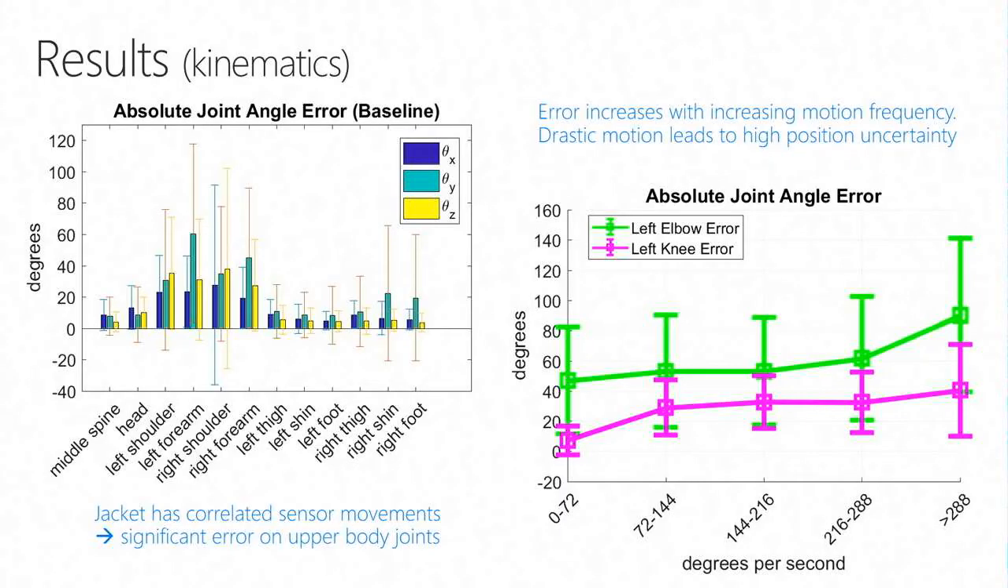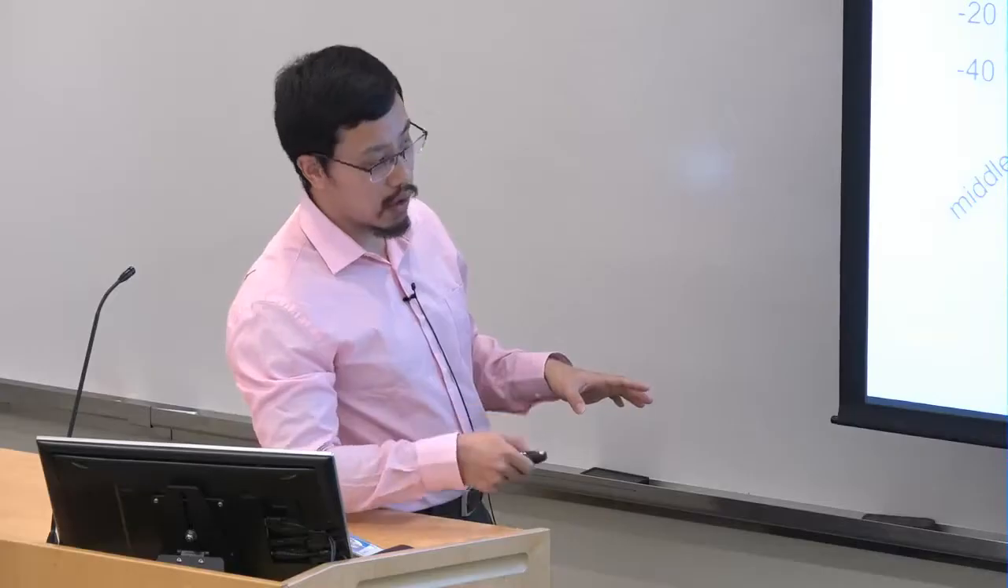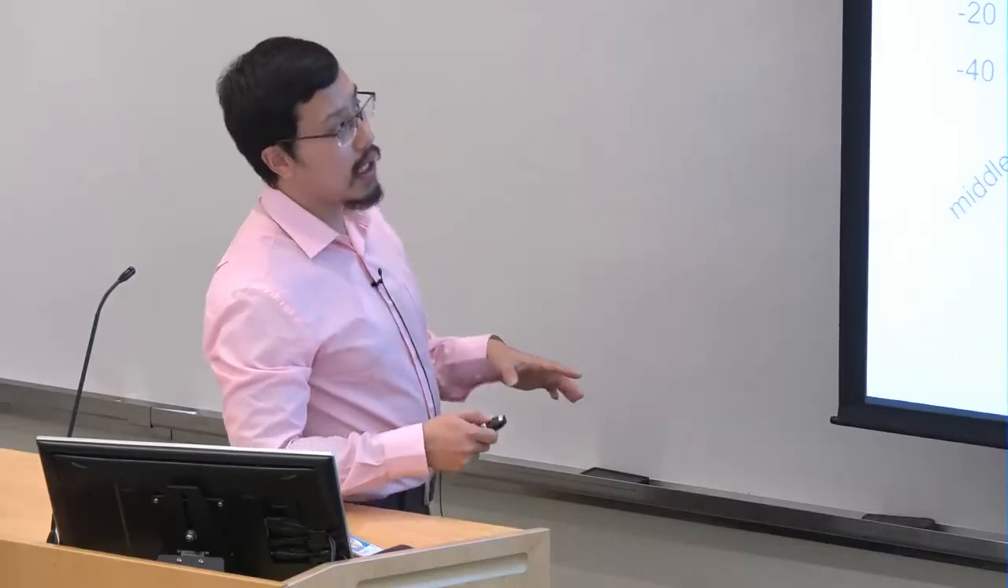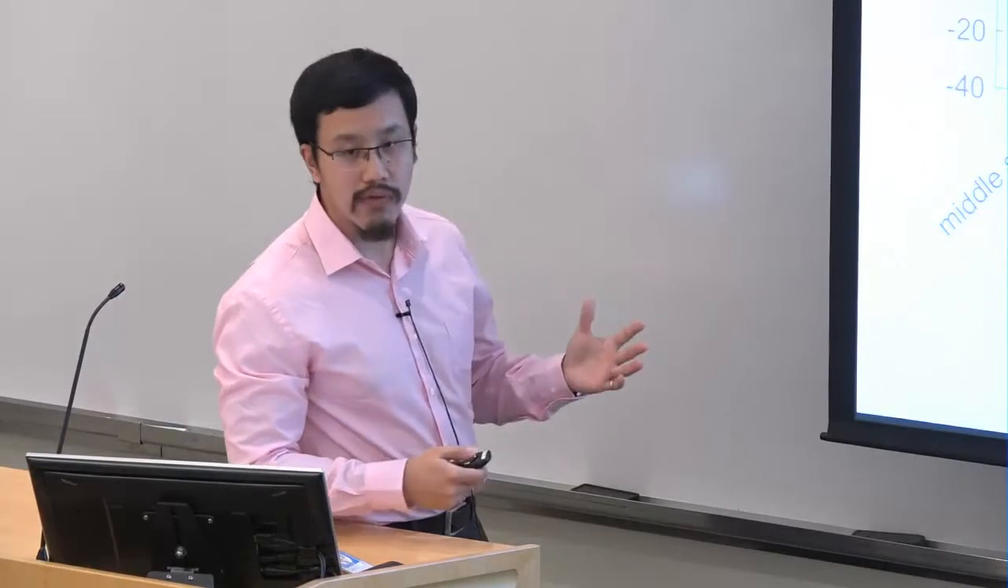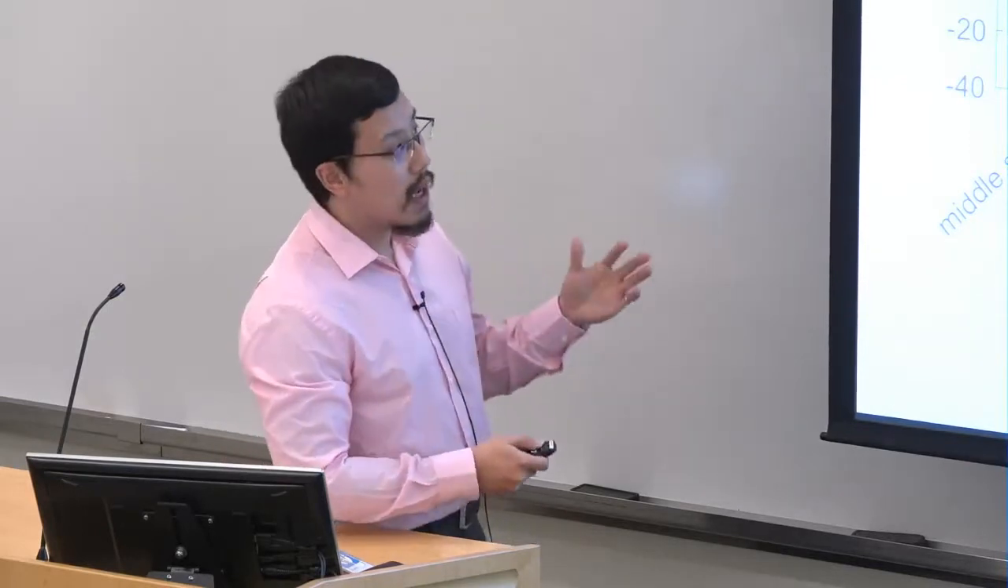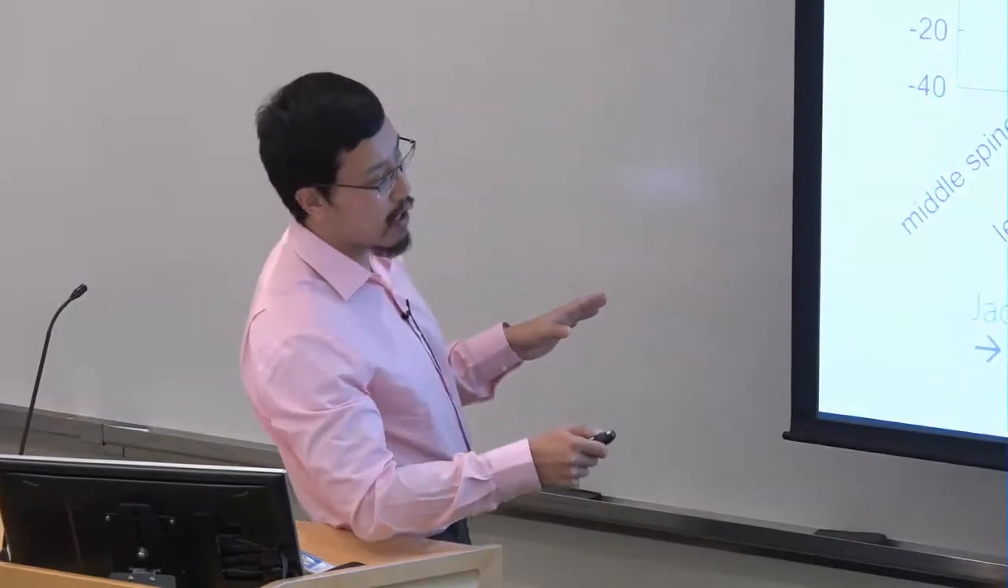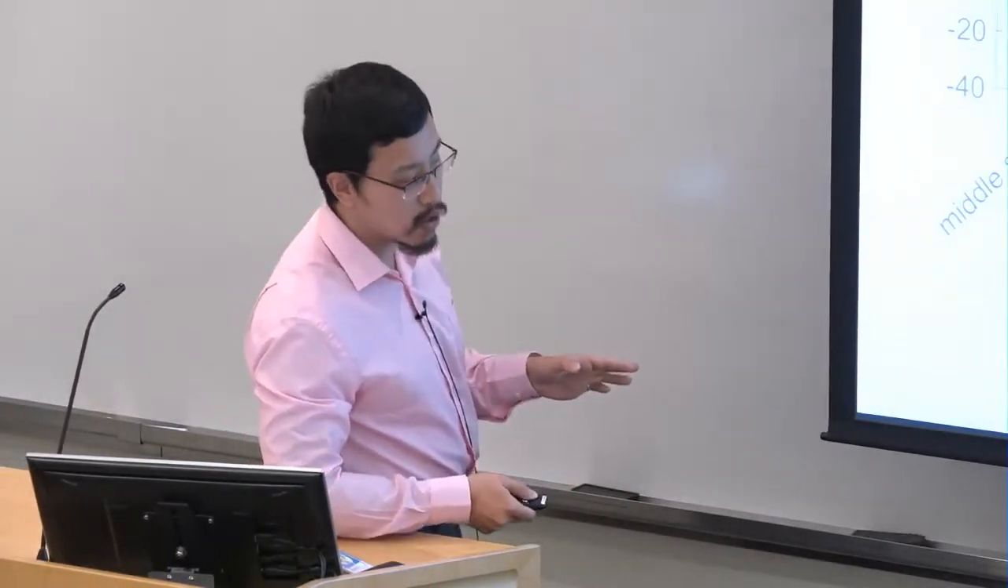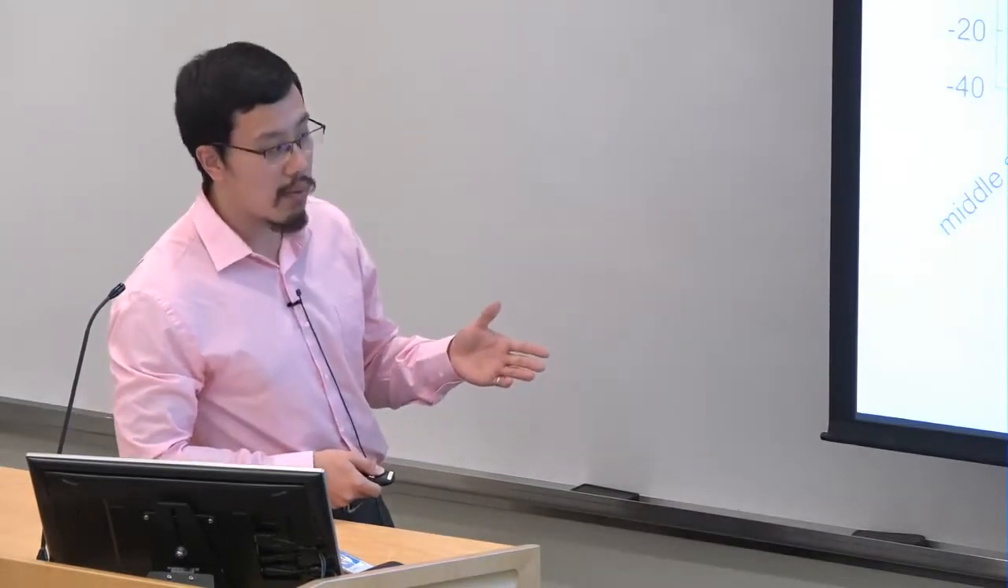So this is the result of the kinematics baseline. The left-hand side is the overall joint angle error through all the 12 joints on the human body. We can see the error is very large here. This is all the sensors on the jacket. But this is intuitive: when you move and you're wearing a loose jacket, the jacket moves with respect to your body a lot. On the pants, even when you walk, it's less obvious. That's why you have this trend here. So the jacket has correlated sensor movements, which introduce significant error on upper body joints.